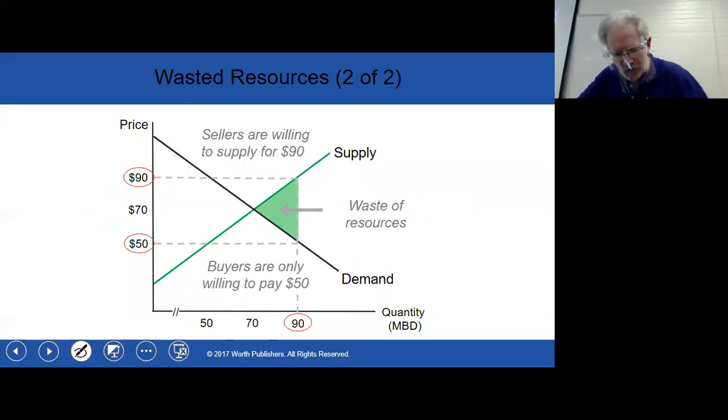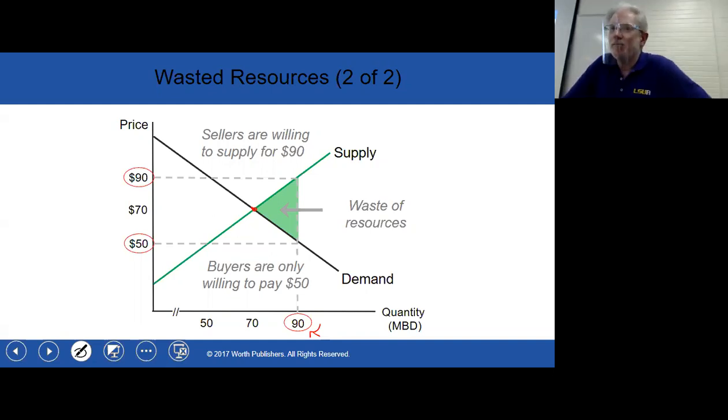The other problem is what you see here. What if, this is the same supply curve and the demand curve, equilibrium is still at 70 units and $70. What if, for some reason, we end up consuming out here at 90? We've got more of this product than we would have had in equilibrium. Is that a good thing?